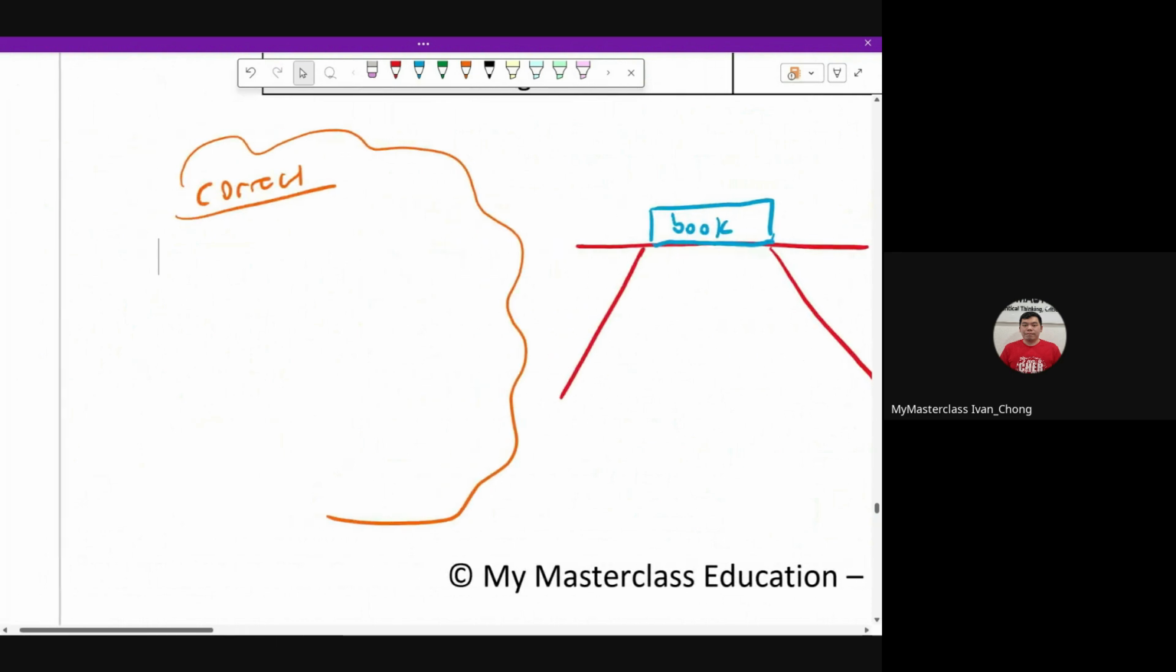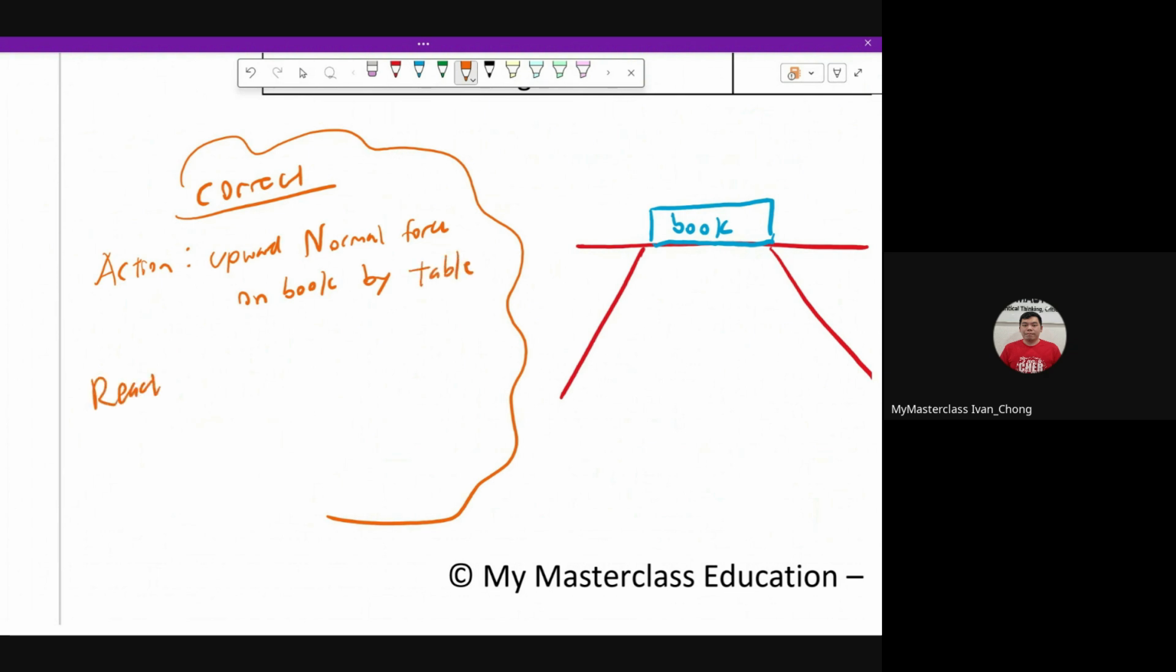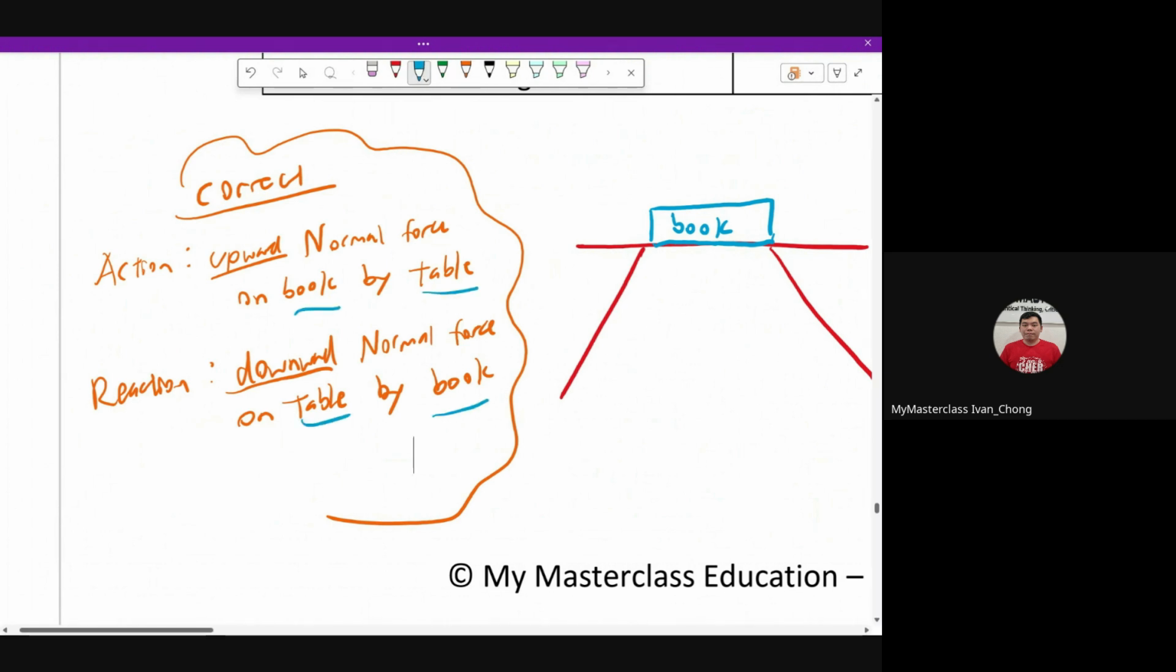So let's say I choose the action. Okay, I'm going to choose the normal force. This is an upward normal force on the book. And what is this caused by? This is caused by the table. So your reaction will be downwards. Okay, just the opposite of this. Downwards and same normal force, because action reaction pair must have the same type. And now instead of on the book, I'll use on the table by the book. So you literally just swap these two around. So can you see that this is your actual action reaction pair, not this one?